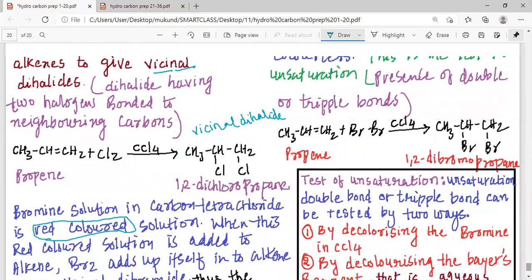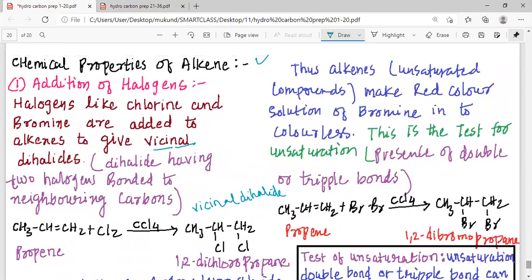So when we add bromine water or a bromine solution in carbon tetrachloride to any alkene, which has the double bond, the red color of bromine disappears. This is the test for the unsaturation. Thus, alkenes, which are unsaturated compounds, turn the red colored solution of bromine into a colorless solution. This is the test for the unsaturation, that means the presence of a double or triple bond.